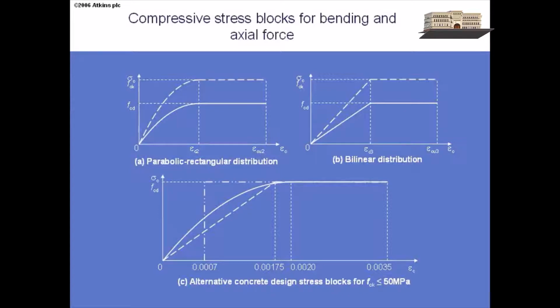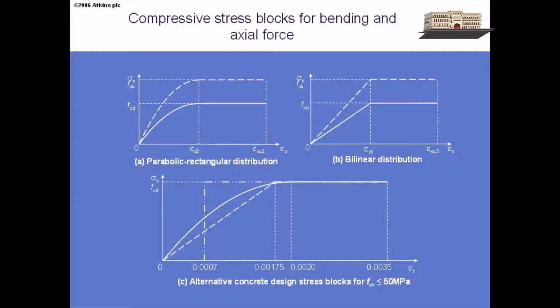So for example, for the rectangle parabola block, the start of the flat portion of the curve starts at epsilon C2 and it finishes at epsilon CU2, and those two strain limits are given to you in that big table I talked about at the start, table 3.1. So the rectangular block uses EC2 and ECU2, the bilinear distribution and the rectangular one use EC3 and ECU3, and I think for lower grade concretes they're the same. It's when you get to higher grade concretes they start to differ in value.